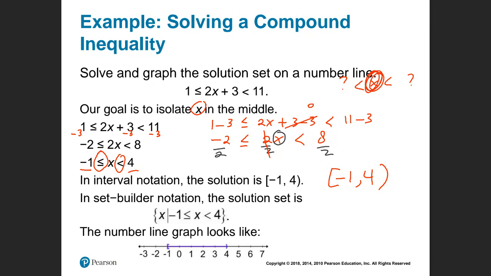Okay, this is negative 1, this is 4. This is closed, yeah? Just put bracket. 4 is open, just parenthesis.